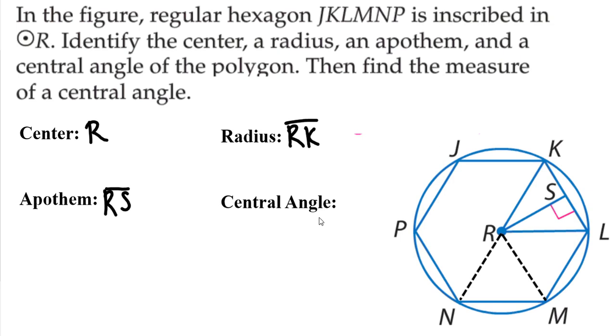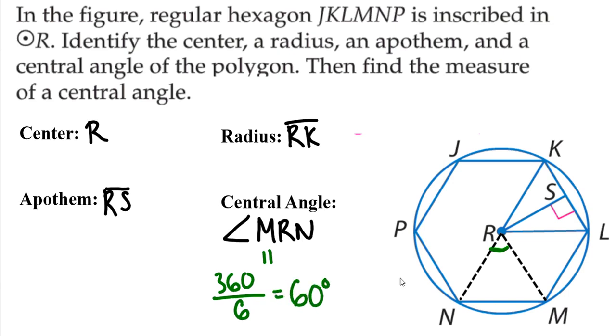And then name a central angle and find it. So there's a few central angles. You could go KRL, you could go MRN. Either one's fine. Let's go MRN, angle MRN. Then they ask us to actually find what the measurement of that angle is. So what is this angle? Well, its measurement would equal 360 divided by however many sides there are. They said it's a hexagon, so it's 6, which means that that is going to be a 60-degree angle.